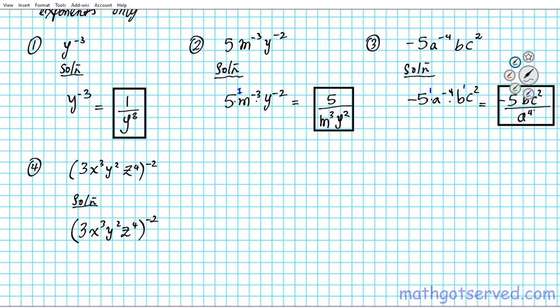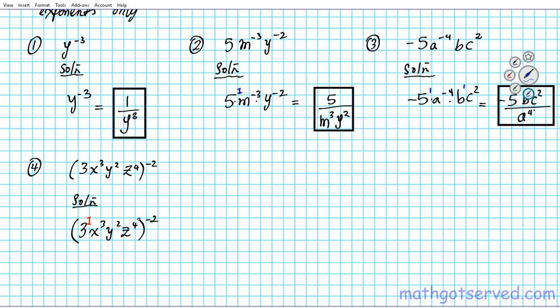What we're going to do first is apply the power of a product property here to resolve this parenthesis situation. In the parentheses, let's specify the powers that every term has. 3 has the invisible power, which is 1. x has a power of 3, y squared, z to the fourth. Now this power on the outside, we're going to distribute it to all the powers on the inside.